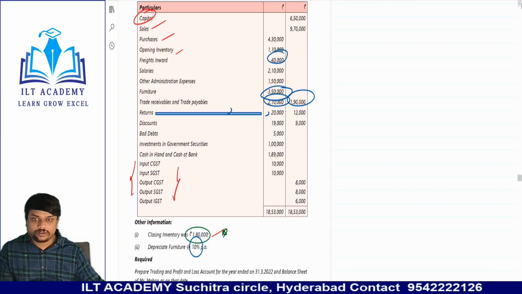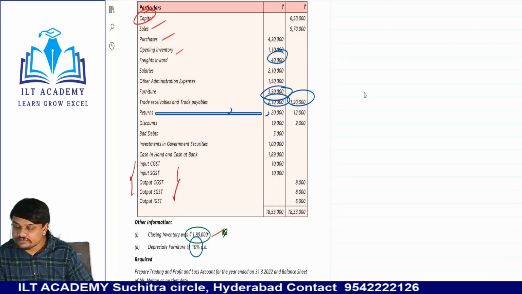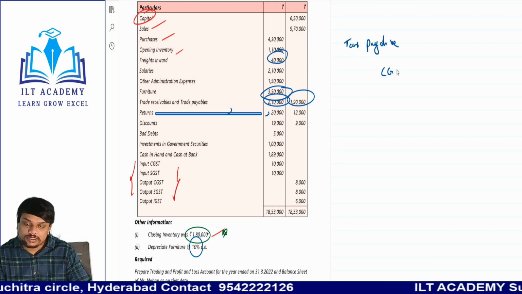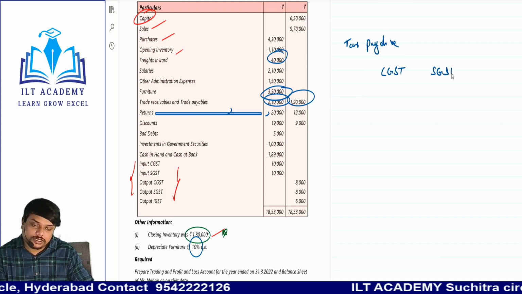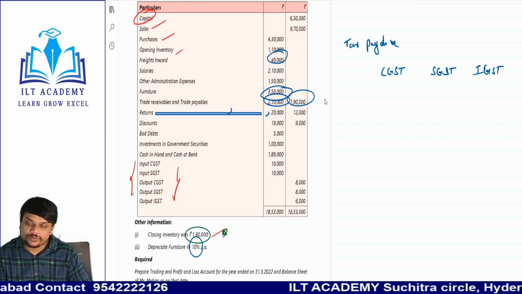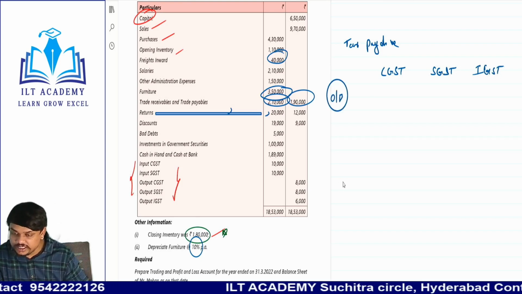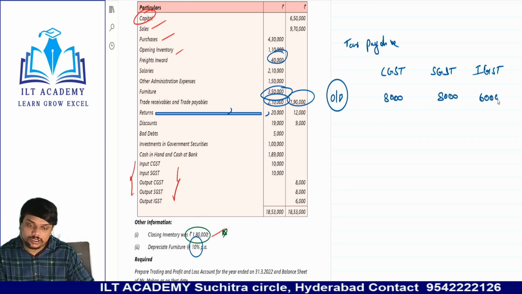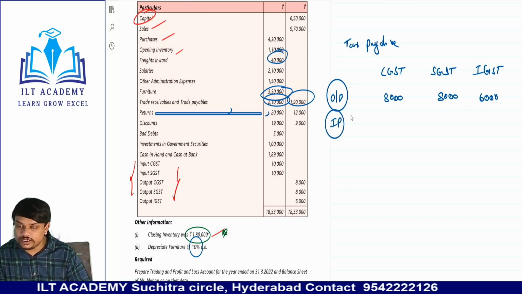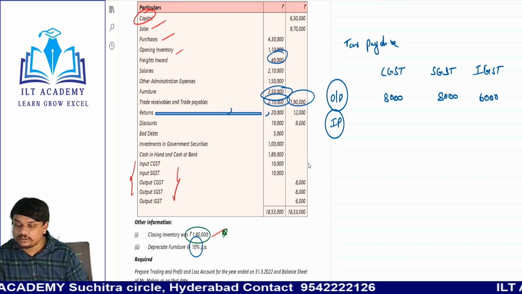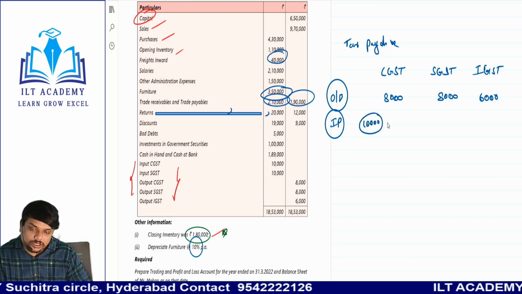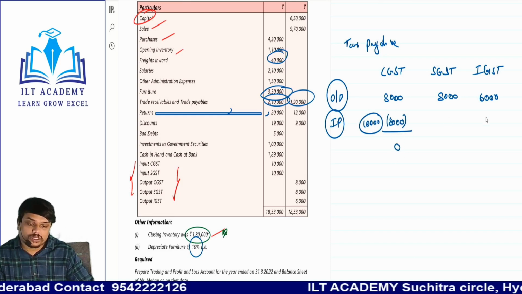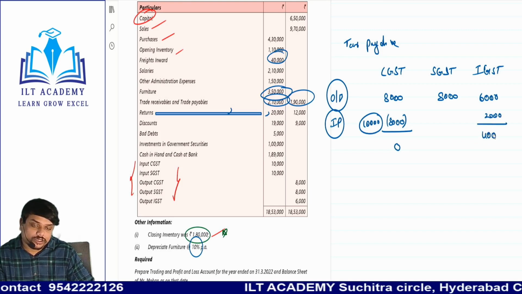Now we are left with this one. Let us understand it. So tax payable calculation: CGST, SGST, IGST. Output to be paid is how much? 8,000, 8,000, 6,000. Input available in CGST is 10,000. So total 10,000 is not required. Only 8,000 will be utilized for CGST. So it will become 0. And the remaining 2,000 you can utilize for IGST. So 4,000 is the liability.